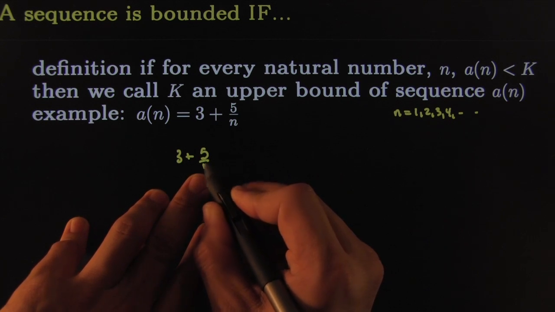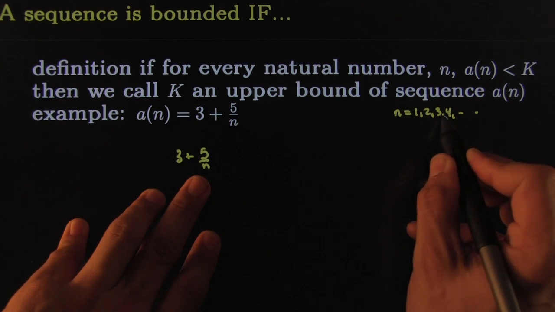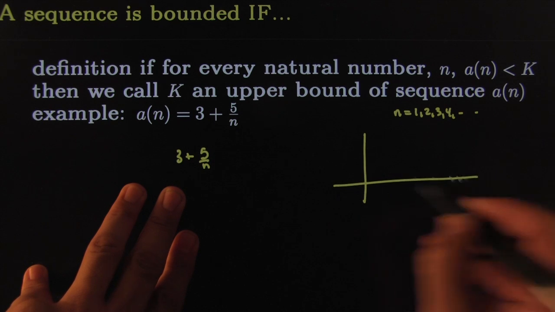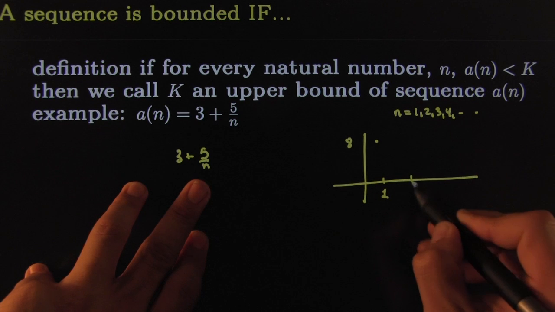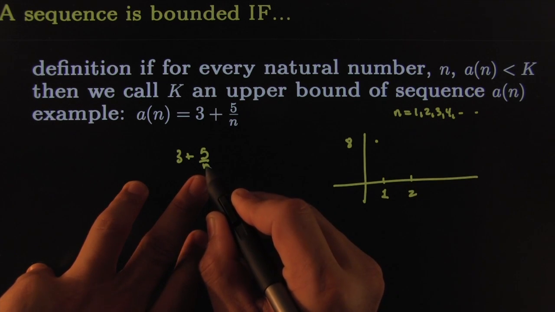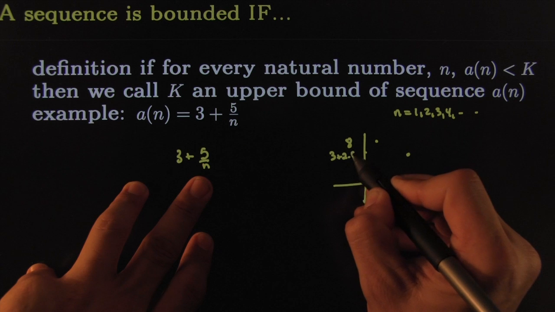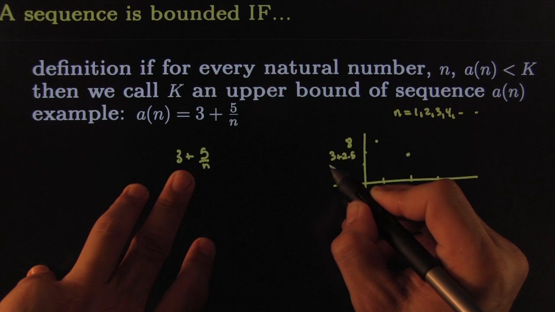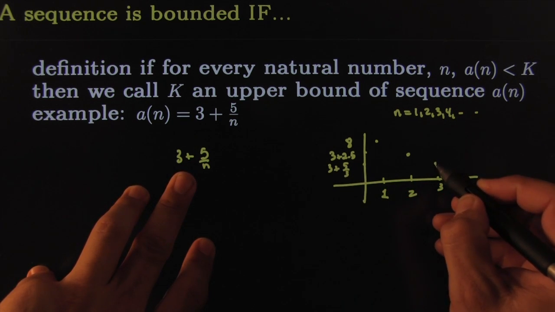As your n's move from 1, this is equal to 8. For 2, this is 3 plus 2.5, and so on. I'm computing my sequence here. For n equal to 1, this is equal to 8. For n equal to 2, this would be 3 plus 5 over 2, which would be 3 plus 2.5. So it would be somewhere around there. For n equal to 3, it would be 3 plus 5 over 3, which is less than 5. It would be right around here, and so on and so forth.